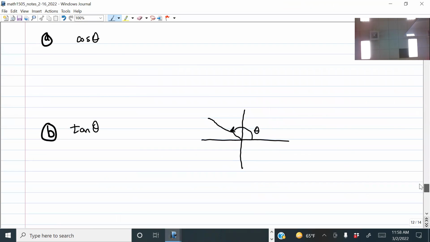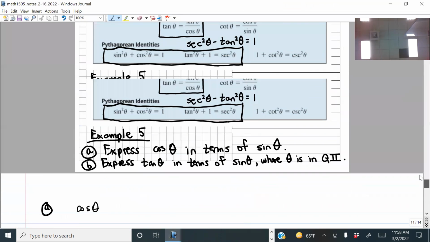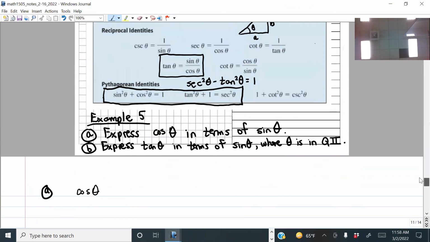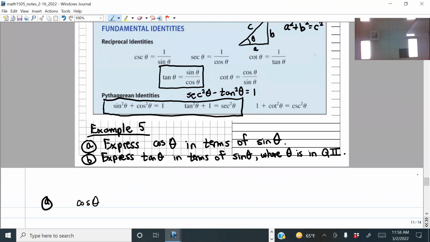Before we do that, though, let's finish off today. I want to show you some important identities. These are equations that are always true for the trigonometric functions, and there are lots of such identities. I'm only going to introduce at this point some basic ones that are really useful, but there are others that are important as well.